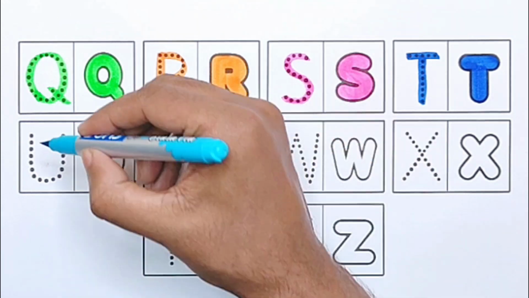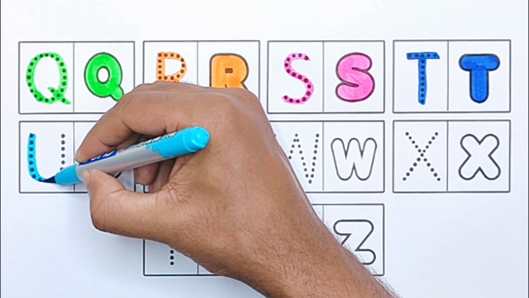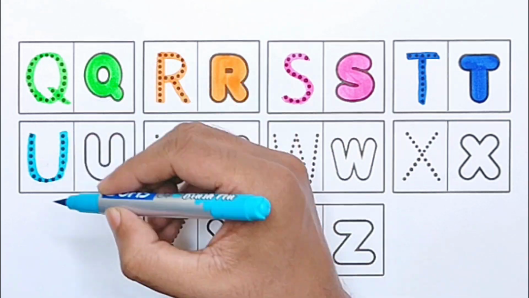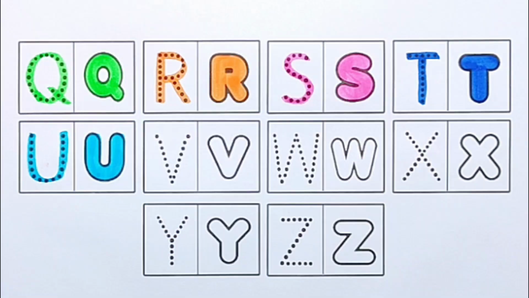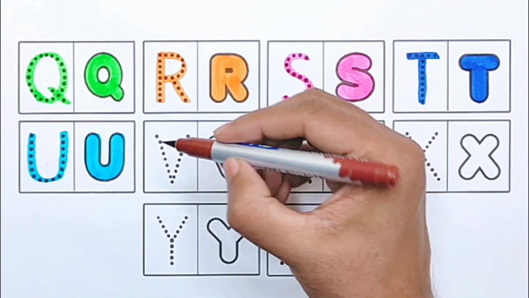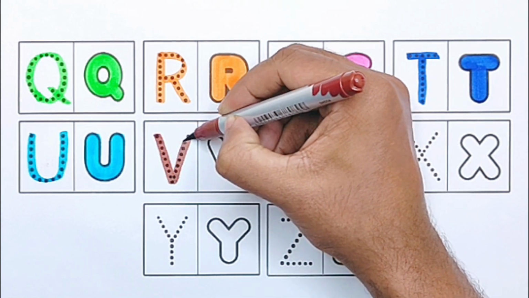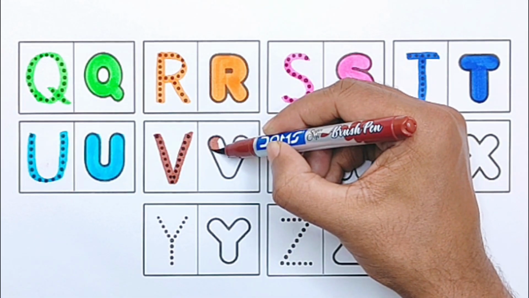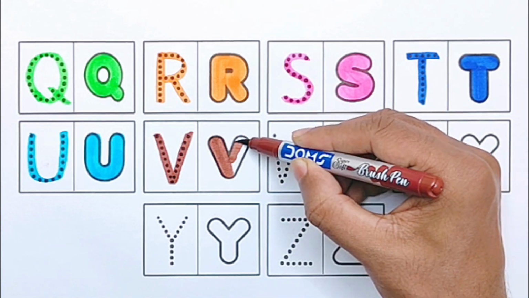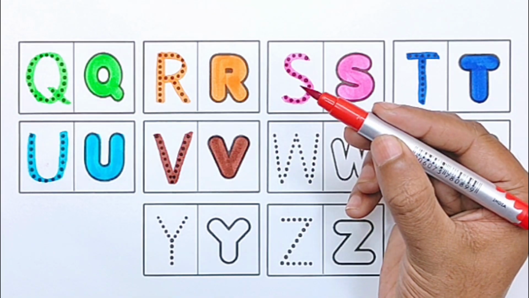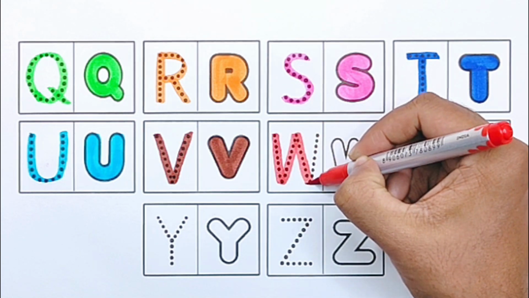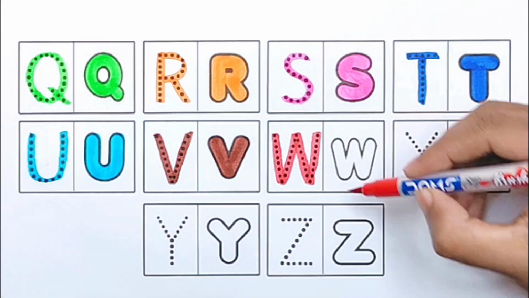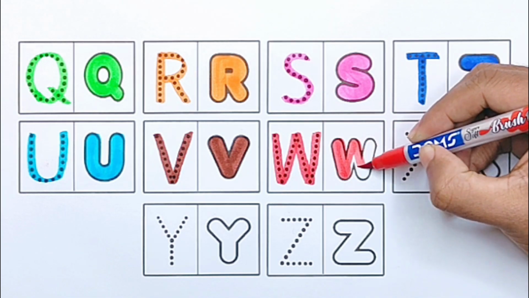Sky blue color. U. U for umbrella. U for unicorn. Brown color. V. V for vest. V for van. Red color. W. W for watermelon. W for window.